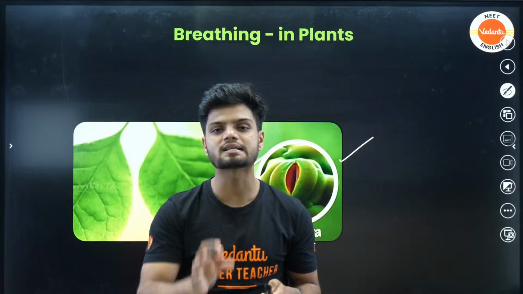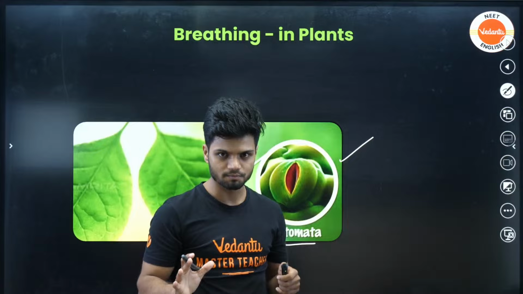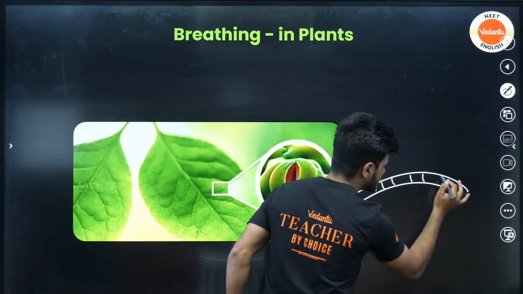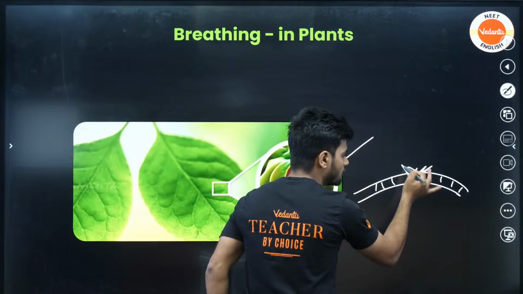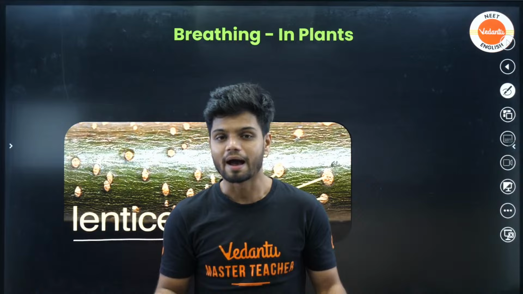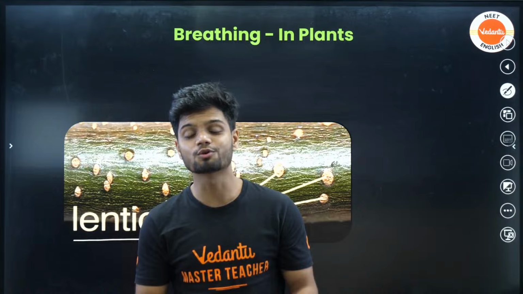The answer is yes. If you know the secondary growth, if you know the chapter Anatomy of Flowering Plants, in your secondary growth, we learnt about a structure where the outer epidermis, which has parenchyma cells, which rupture open, which makes a structure called lenticels, which are present on the bark. The lenticels are present on the bark of the stem. And with the help of lenticels, plants can also take in the oxygen. They do not breathe, they take in the oxygen.